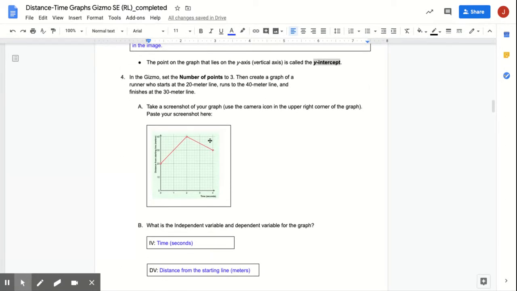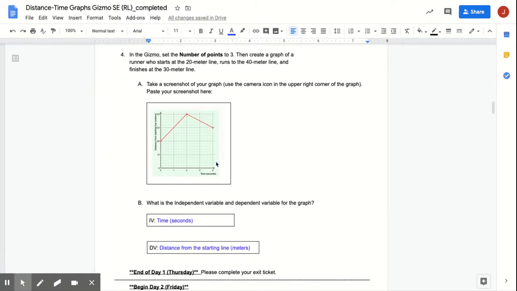Now, your graph may look a little different than mine, but it was just asking you to create a graph whose runner starts 20 meters from the starting line, runs to the 40-meter line, and then back down to the 30-meter line, okay? So you should see this up, down in your graph.